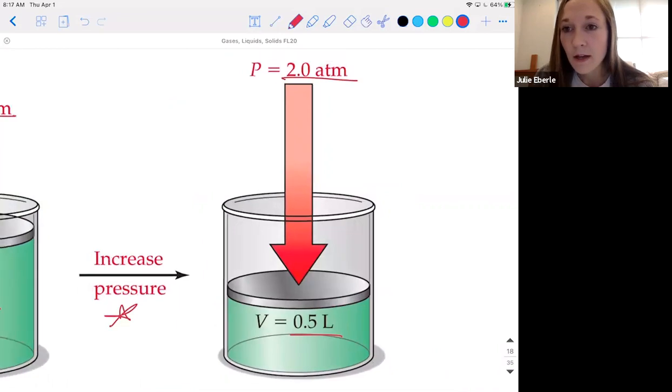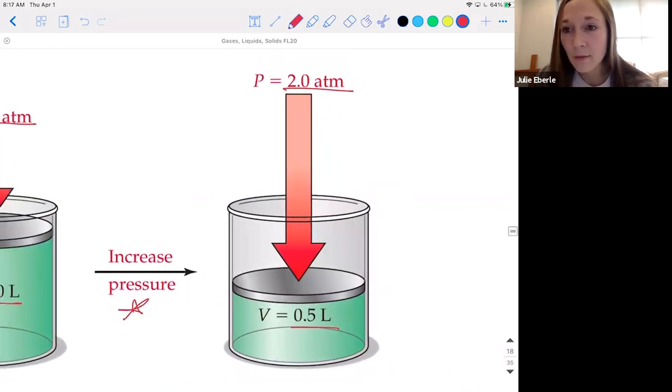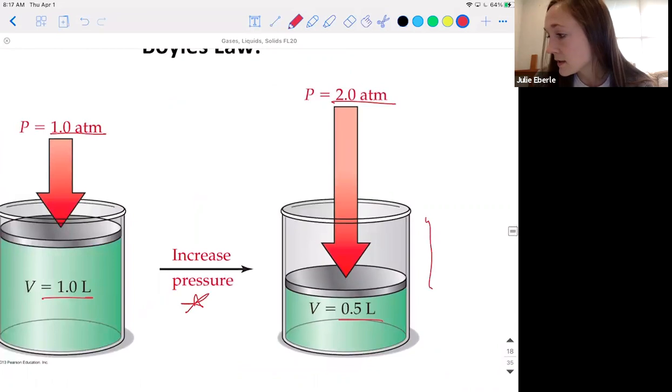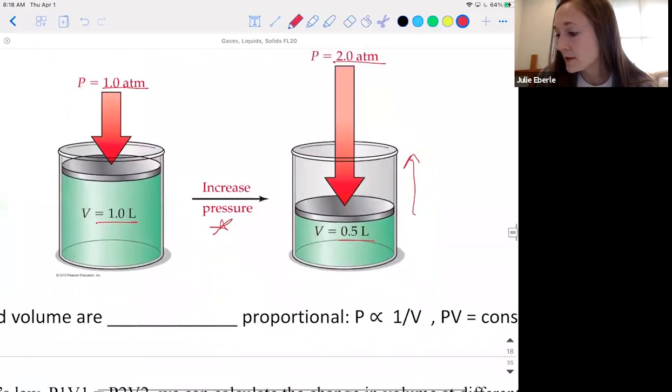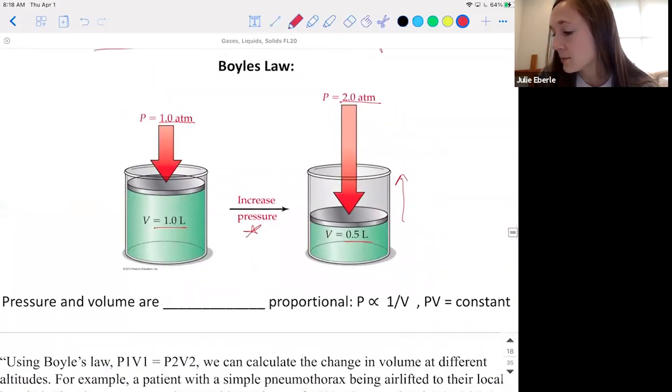So you see what happened? Volume was cut in half, pressure was doubled. Volume decreased, pressure increased. Okay, it works the opposite way too. If we pull out on this lid, volume increases, but pressure will decrease. So you see how they're opposites. Well, what we say because of that is that the relationship there, volume and pressure, they are inversely proportional.